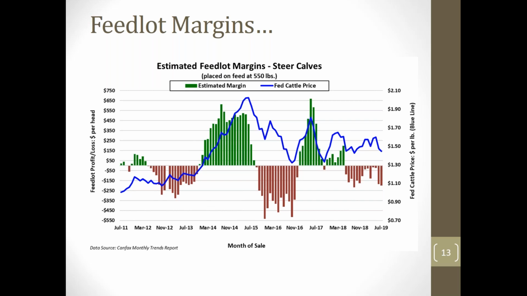For feeders that finished during the month of July, margins were reported negative across all classes. We had negative margins ranging from $145 on short keep steers up to $230 on yearling steers. Projected margins for feeders placed in July, just based on where the futures contracts are, have been calculated ranging from $124 on a short keep heifer to $245 on yearling steers. So margins are still quite negative at the feeding level.